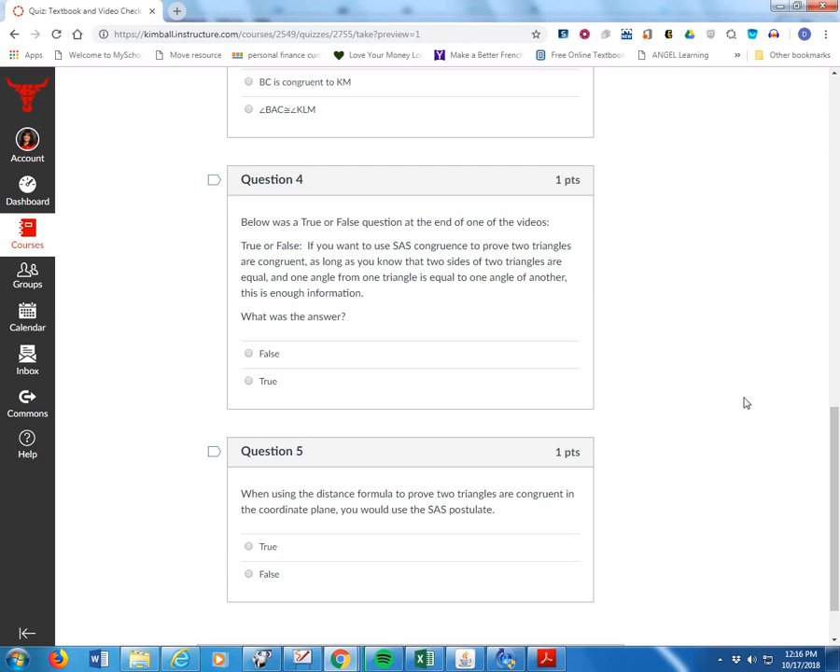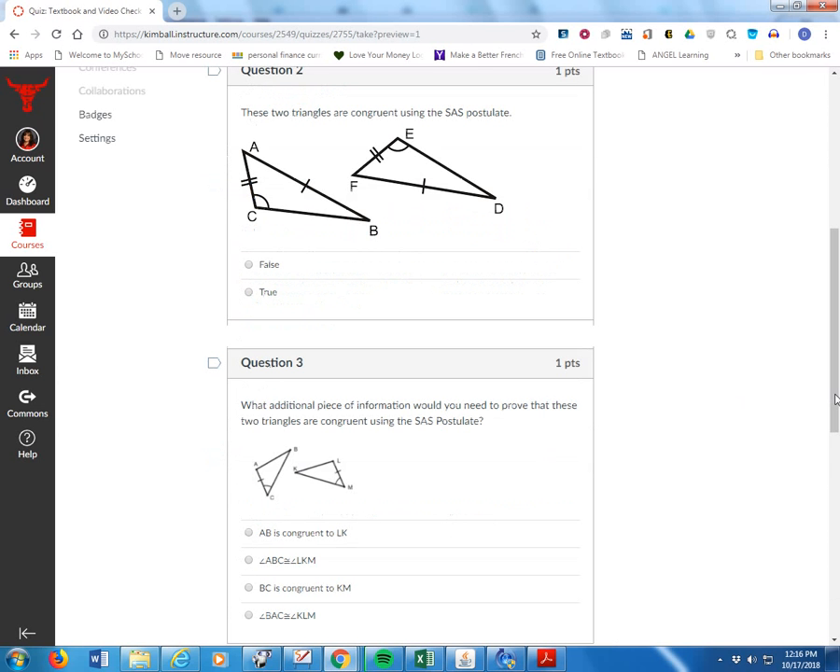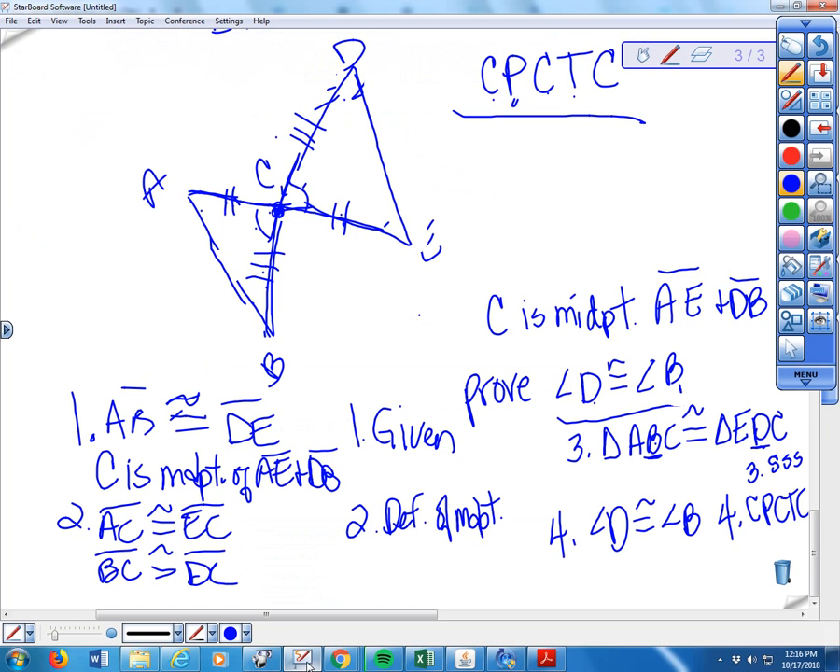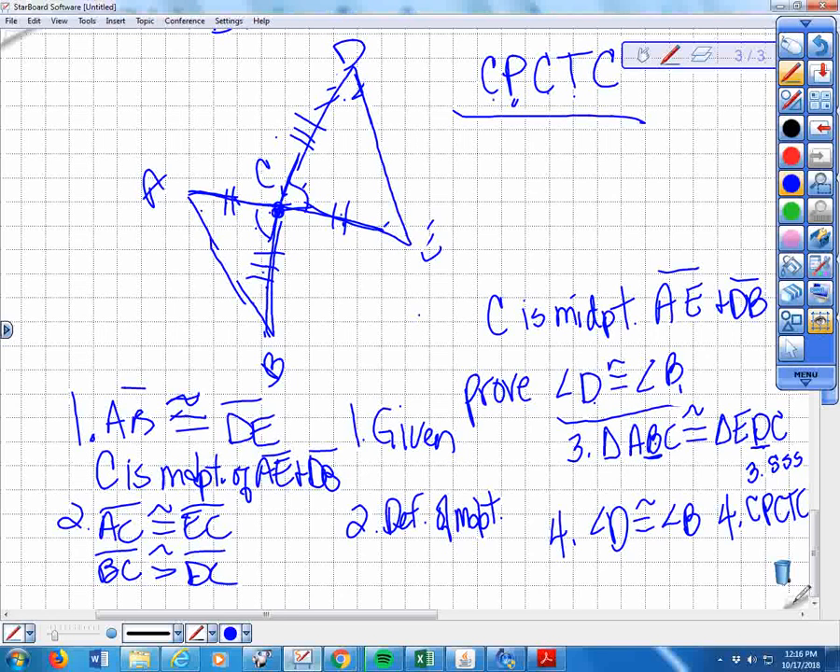Okay, and then question 5: when using the distance formula to prove two triangles are congruent in the coordinate plane, you would use the side angle side postulate. What does the distance formula tell you? It's a good question. Oh, distance formula? Oh, sorry. Square root of... I know what it is, but what does it tell you? Between. Like if I have a triangle in the coordinate plane, between a line, 2 lines.